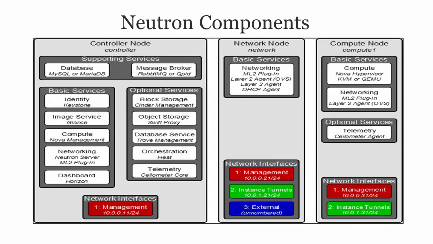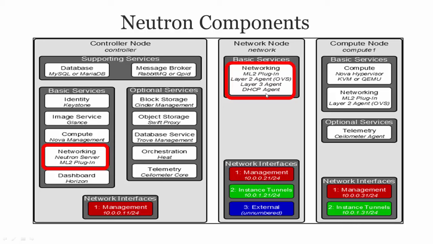This is a basic deployment of the Neutron service. So let's check the Neutron components one by one. At first, in the controller node, we need to enable two networking services: the Neutron server and the ML2 plugin. ML2 means Modular Layer 2. In the networking node, we have the Modular Layer 2 plugin, a Layer 2 agent like OVS, where OVS means Open vSwitch, and the Layer 3 agent and DHCP agent as well.